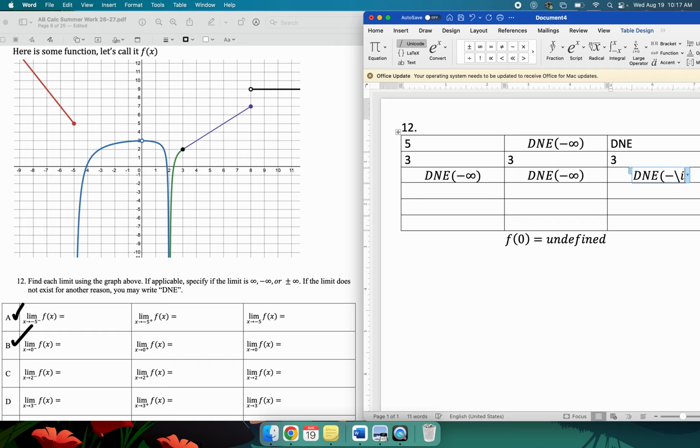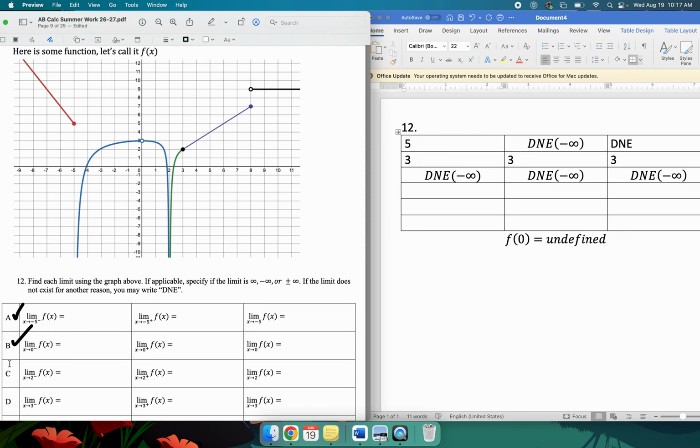Because it's going to negative infinity on the left and the right. If it were positive infinity on the left and to the right, then I would say for the two-sided limit, DNE, plus infinity. If it were negative infinity on one side and positive on another one, we would typically write DNE, plus minus infinity, to indicate that it's positive on one side and negative on the other. But in this case, it's minus on both. So we're just going to say minus infinity. Okay, that one's done.